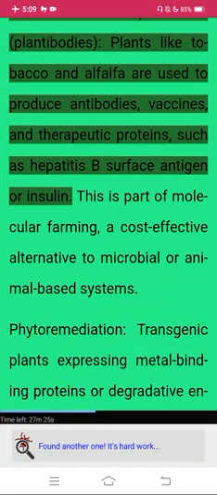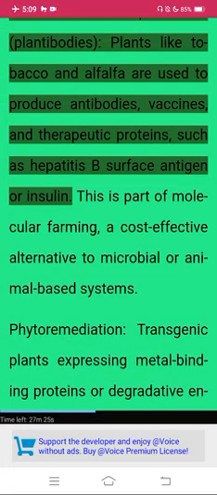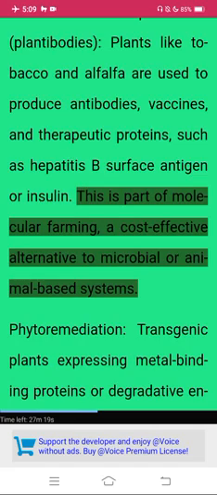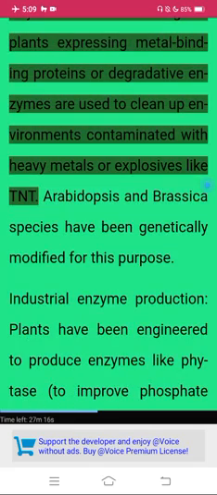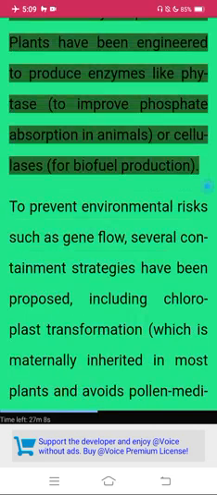Pharmaceutical production. Plantibodies. Plants like tobacco and alfalfa are used to produce antibodies, vaccines, and therapeutic proteins, such as hepatitis B surface antigen or insulin. This is part of molecular farming, a cost-effective alternative to microbial or animal-based systems. Phytoremediation. Transgenic plants expressing metal-binding proteins or degradative enzymes are used to clean up environments contaminated with heavy metals or explosives like TNT. Arabidopsis and Brassica species have been genetically modified for this purpose. Industrial enzyme production. Plants have been engineered to produce enzymes like phytase to improve phosphate absorption in animals or cellulases for biofuel production.